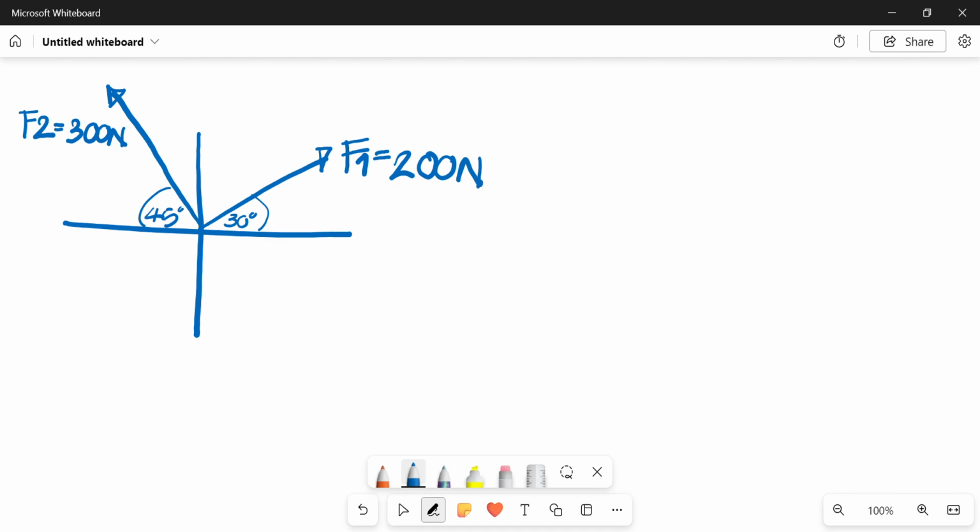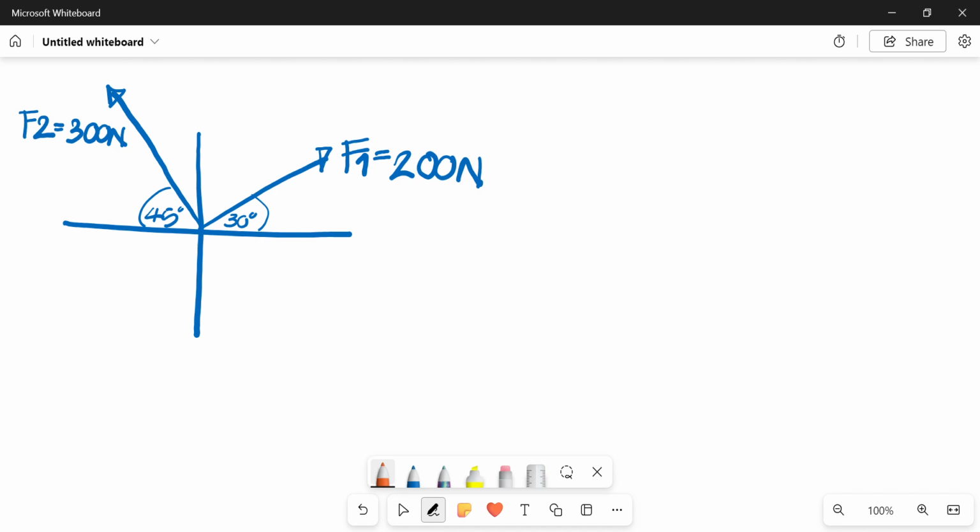It has force 1 of magnitude 200 newtons at 30 degrees from the horizontal. And then we have a second line F2 that has a magnitude of 300 newtons. It looks like it is 45 degrees from the horizontal, but remember that we have to use a neutral axis.